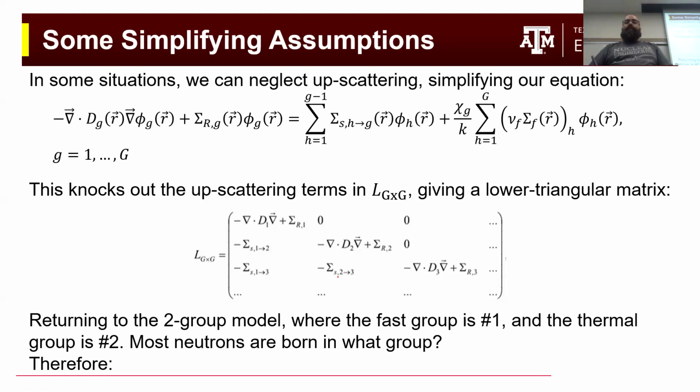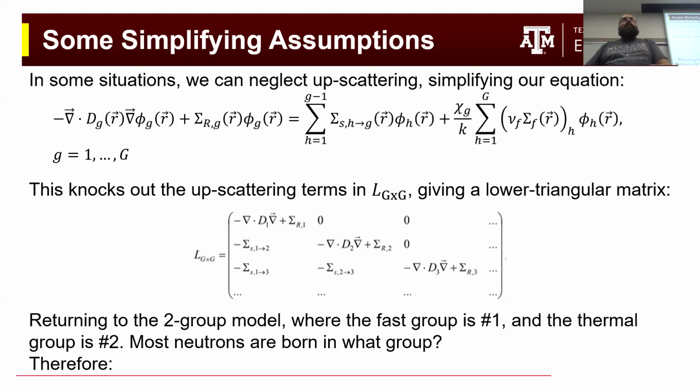And so now this would be considered a lower triangular matrix, because everything above the main diagonal is all zeros. Now, another simplifying assumption: this can be made generally, for any number of groups, where you could neglect upscattering. In the two group model, we can also make an assumption about which neutrons are born in the fast group and which neutrons are born in the thermal group.